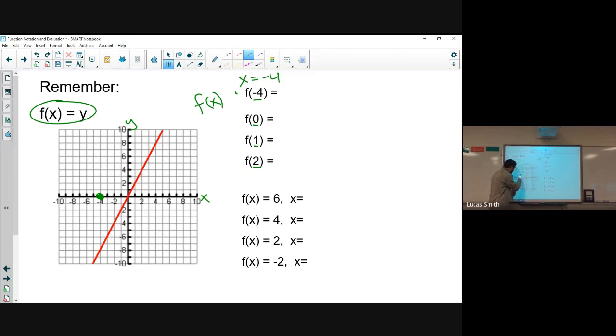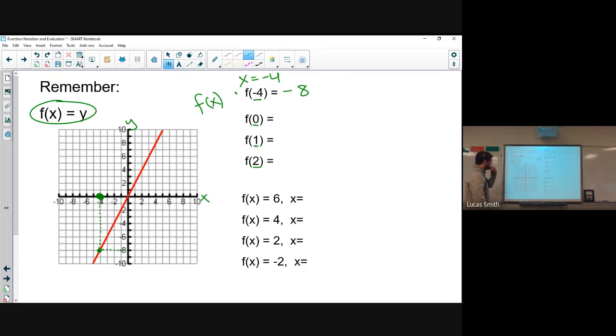And then I'm going to find what my y value is, or what the value of my function, this line, is when x equals -4. So I'm going to have to go see where I hit my line when x equals -4. And it looks like it hits down here at y equals -8. So I could say f of -4, when x equals -4, my function, my y value, is -8. Okay, so f of -4 is -8.